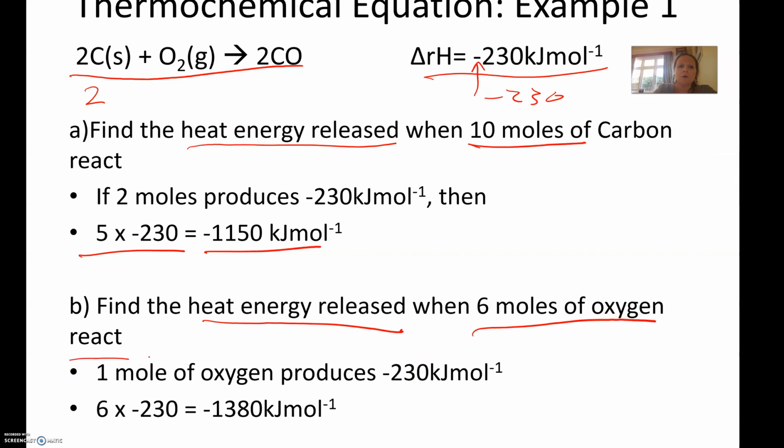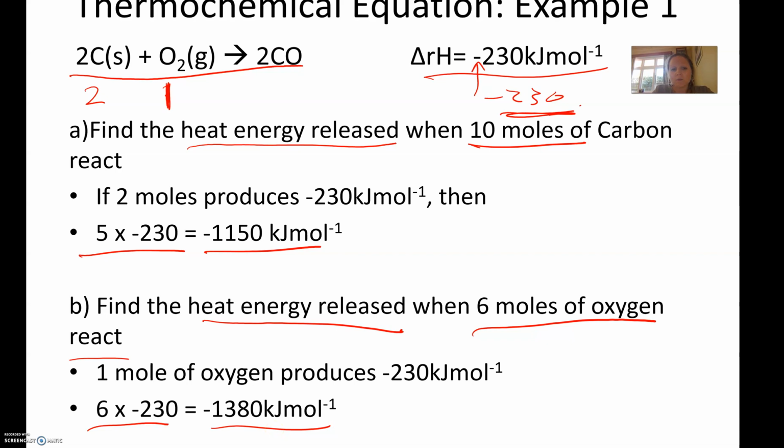Part B of the question says, find the heat energy released when 6 moles of oxygen react. Well, in the equation, this is a 2-to-1 ratio. So 1 mole of oxygen releases negative 230 kilojoules per mole. So if we're looking for 6 moles, we need to times this by 6 to get negative 1380 kilojoules per mole.